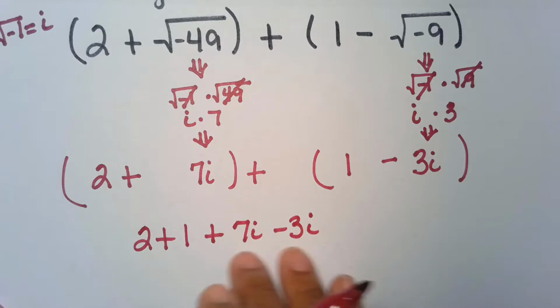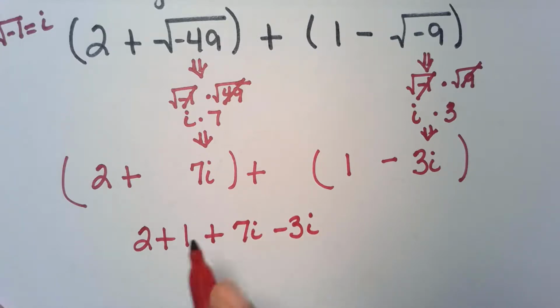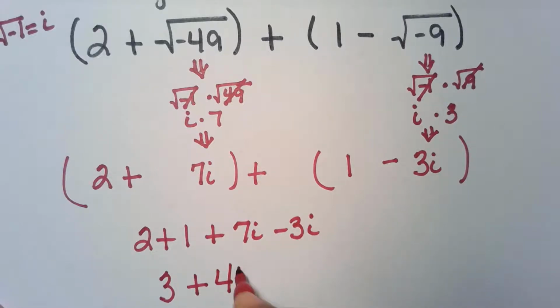We're combining like terms. So we have here 3 plus 4i as our solution.